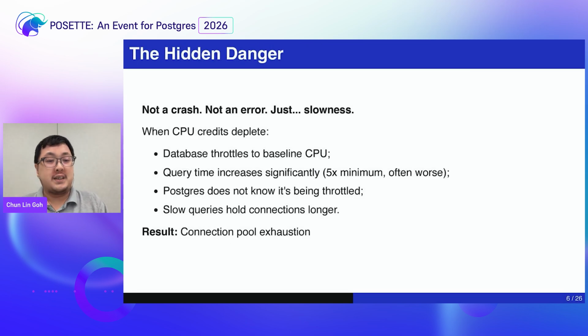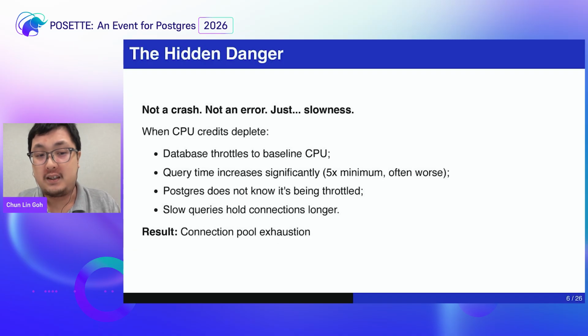Okay, so what's the problem with this? It sounds good, right? I don't need so much CPU when it's not Christmas, when it's not New Year. So what's the problem? Well, when CPU credits deplete, we see that on the instance, the database throttled to baseline CPU. So the query time increases significantly. It can be 5 times or even worse. But Postgres doesn't know it's being throttled because it's at the CPU level. So slow queries will then hold the connection longer. So when having more visitors coming into your apps or websites, the connection pool will be exhausted.